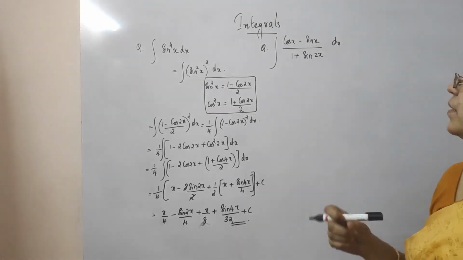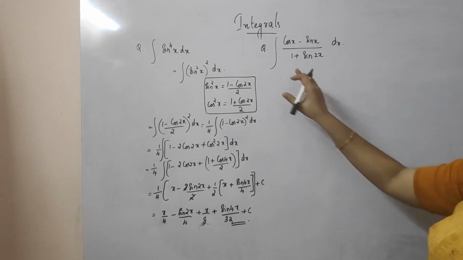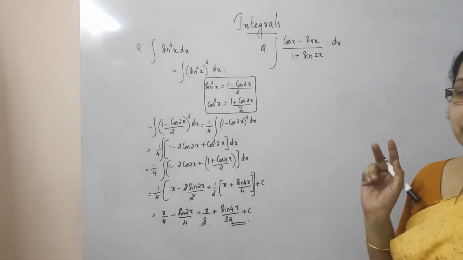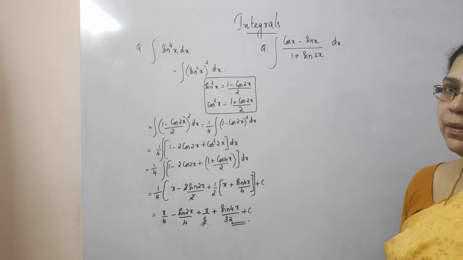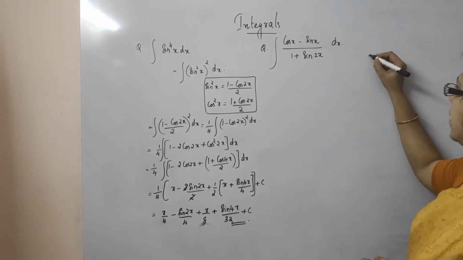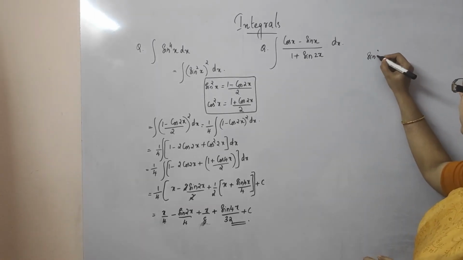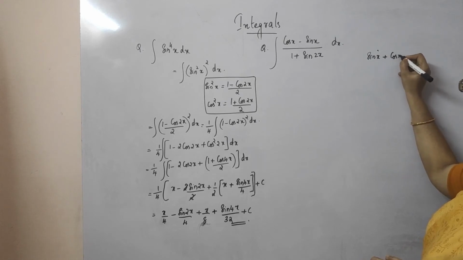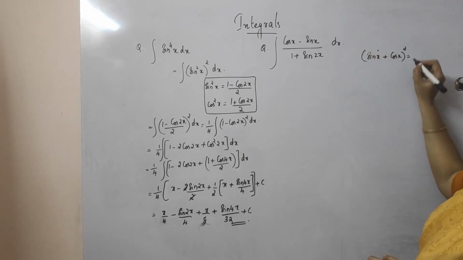Let's see the next question. Now, here in the denominator, I have 1 plus sine 2x. This is a board question, year before last. So now listen. Here, I need to consider sine x plus cos x the whole square. What is sine x plus cos x the whole square?